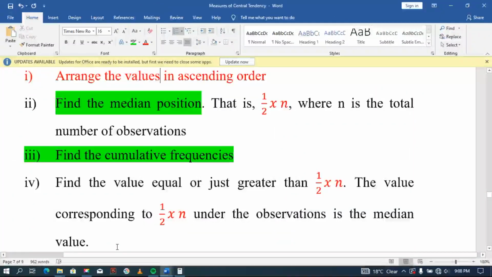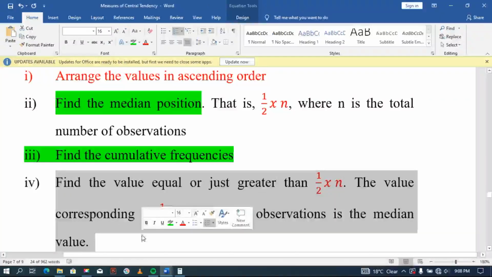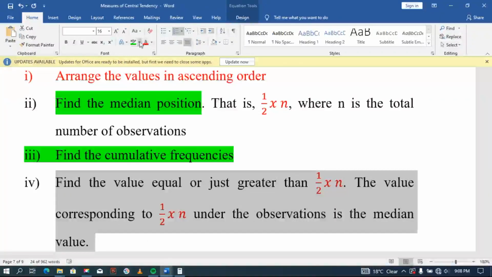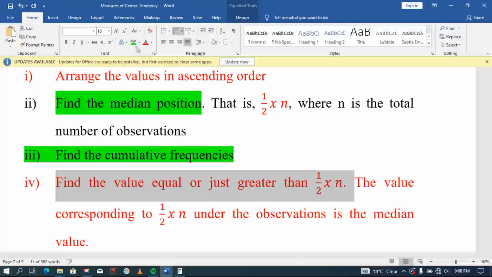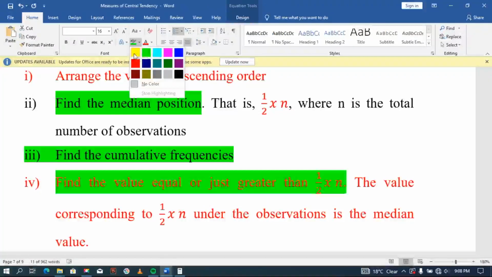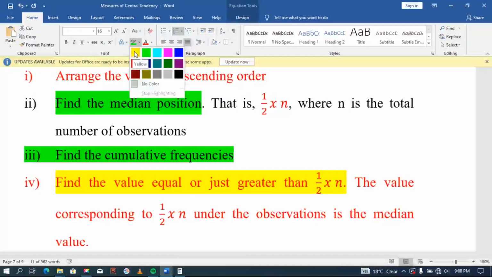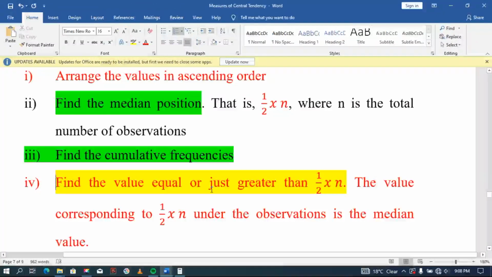It says: find the value equal or just greater than a half of n. So let's first stop at that point. Find the value equal or just greater than a half of n. Let's first work on that.